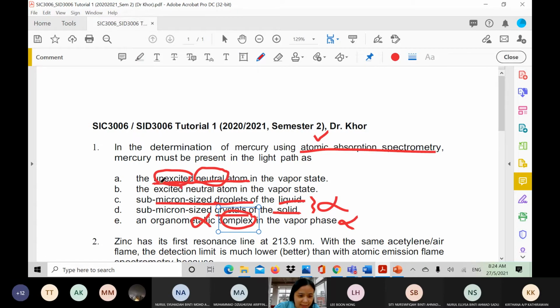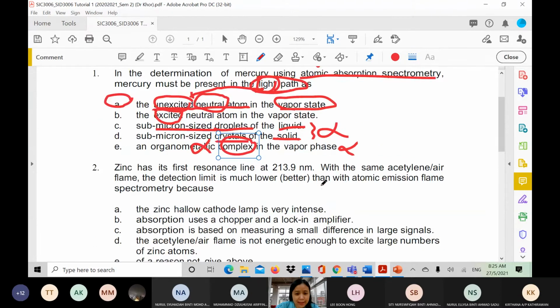The difference between A and B is that one is unexcited and one is excited. Excited is wrong, because we want to determine mercury using AAS, and in the light path, the light source is the component that causes the excitation. So it has to be at the neutral atomic stage, in the vapor state, not even solid, in gaseous form at the unexcited state, not the excited state. So the answer is A. Thank you very much, Lee.